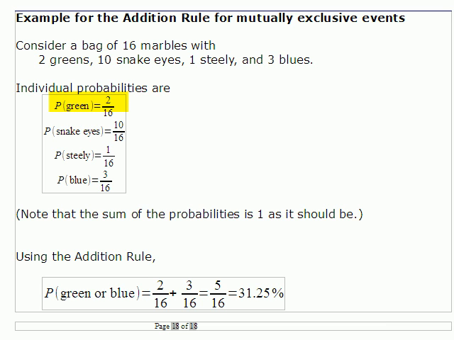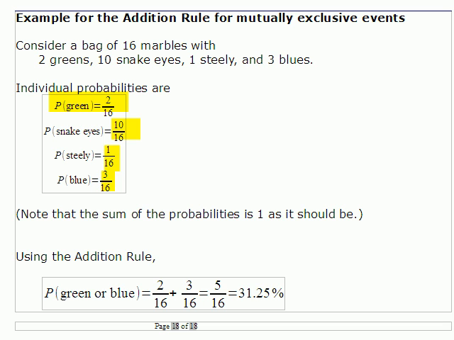It's better not to reduce your fractions until the very end. I wouldn't write that as 1 over 8 because things can cancel out, and it's nicer. Also, when you're going to add, you want all those denominators to be the same. So for the snake eyes, what's the probability? There's 10 of them, so 10 over 16. For steelies, 1 over 16, and blue, 3 out of 16.